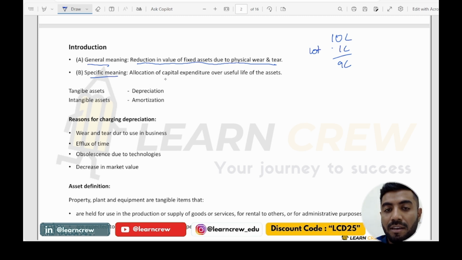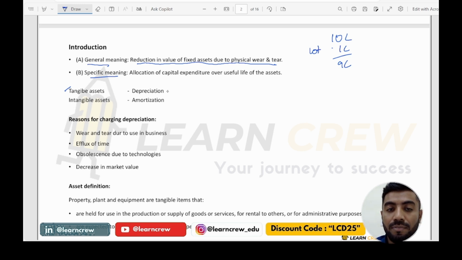The specific meaning is allocation of capital expenditure over the useful life of the asset. Over the useful life of the asset, we'll be allocating some expenditure to P&L. Okay. When it comes to tangible assets, which can be felt and touched, like plant and machinery, computers, all of those are tangible assets. Intangible assets are the trademark, patent, copyrights, computer software. All of these are intangible assets.